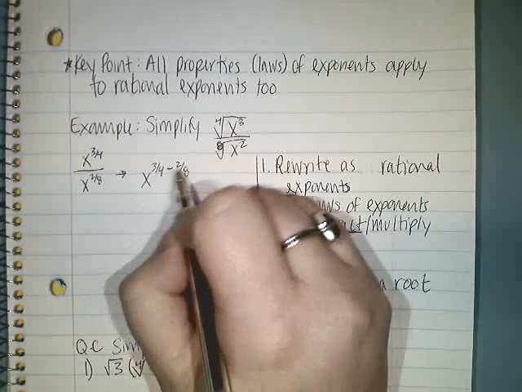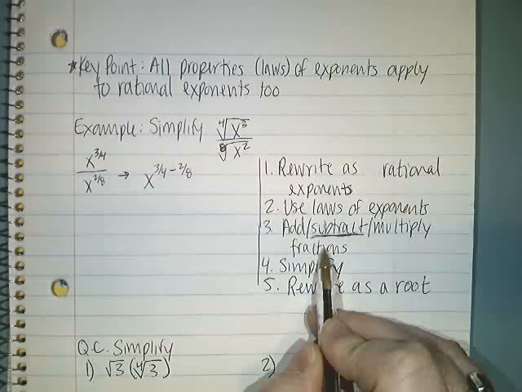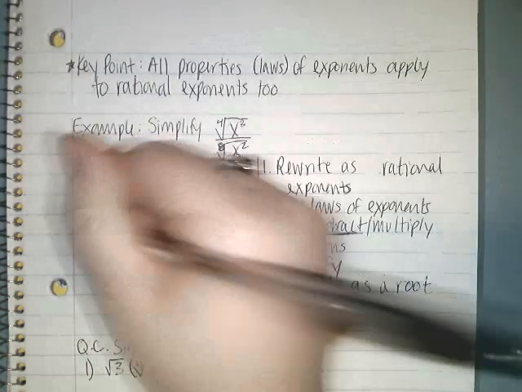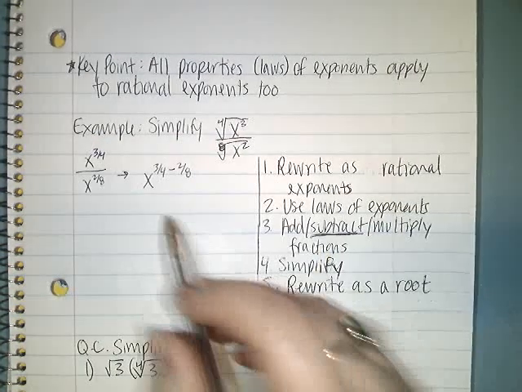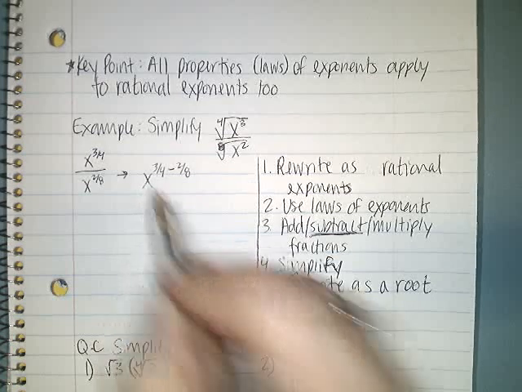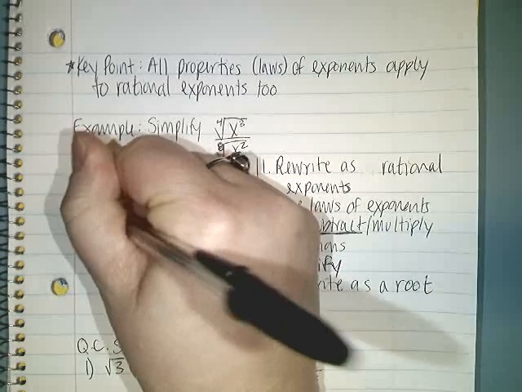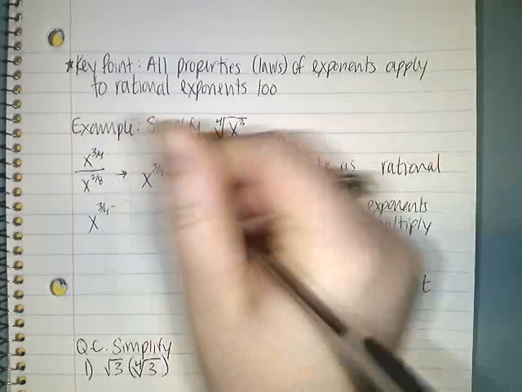So I need to subtract 3/4 minus 2/8. In order to do that, I'm going to have to use my fraction rule. So just a refresher, in order to add or subtract fractions, I need a common denominator. So to get a common denominator here, all I need to do is simplify 2/8.